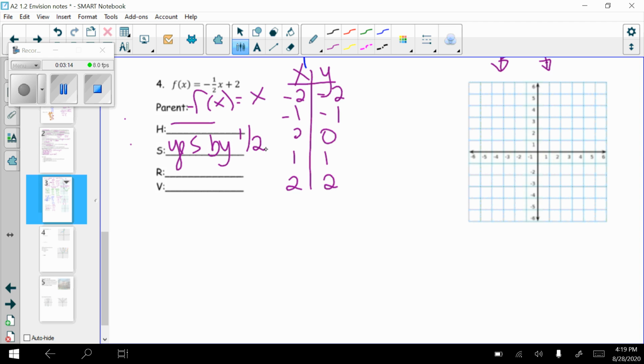The R is the reflection. That's only if we have a negative. Yes, we have a negative, so we have a reflection. The V is the vertical shift. That's what's being added or subtracted. So yes, we're going to go up 2.